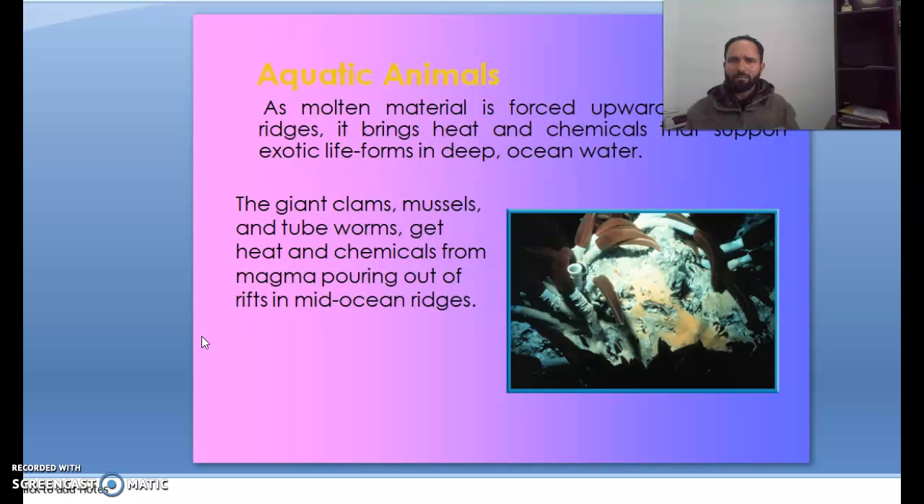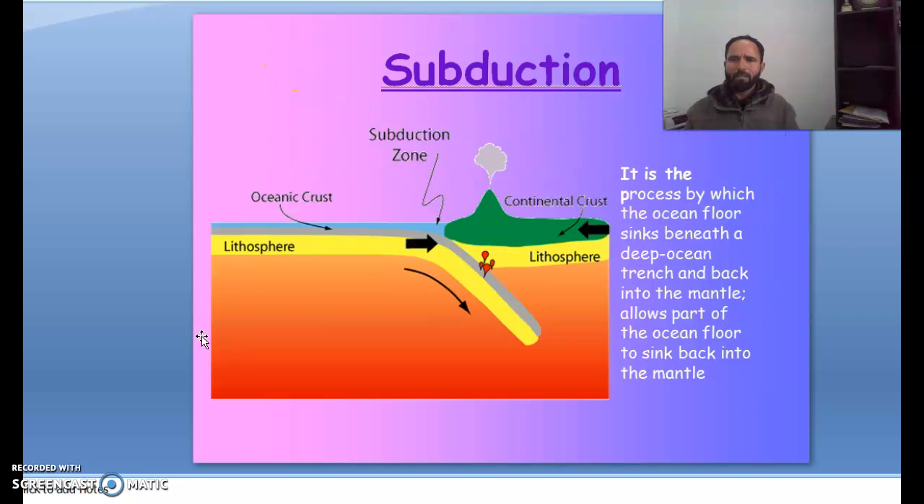The jet clams, mussels, and tube worms get heat and chemicals from the magma pouring out of the rifts in the ridges. And the process of subduction, that is the process by which the seafloor sinks beneath the deep ocean trenches and back into the mantle, allows part of the oceanic floor to sink into the mantle.